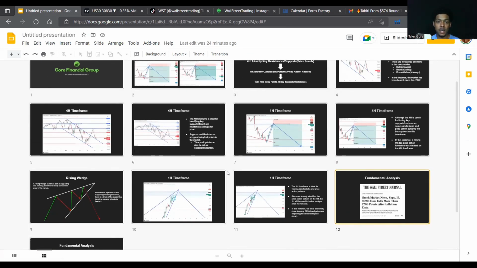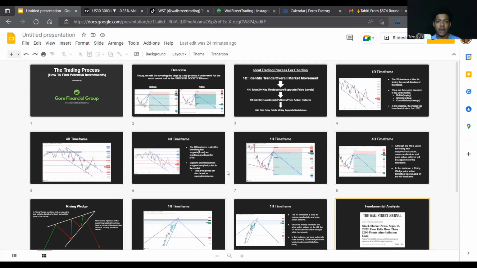But guys, basically that's all I have for today. This is just a quick overview of my step-by-step process, especially whenever it comes to sending trades in my chat and everything like that. So yeah, guys, I hope this was helpful.